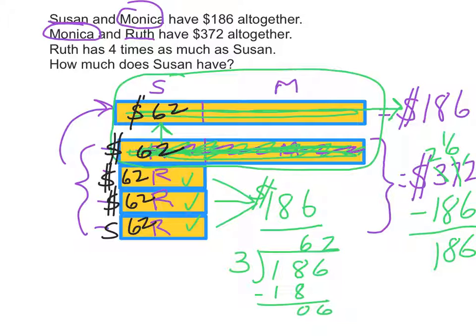So we said that Ruth, and this is Ruth here, was 4 times as big as Susan. So if Ruth is 4 times bigger than Susan, then Susan has to be one of Ruth's 4 different boxes, which makes 62. Okay, I may have over-explained that, but you can probably see it from the picture. So hopefully that helps. If it doesn't, we'll try it a different way. Okay, thanks for watching.